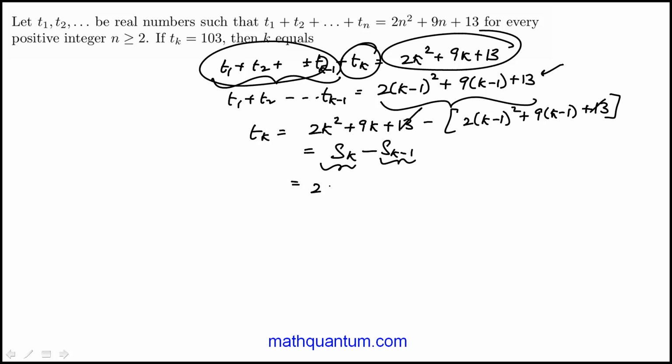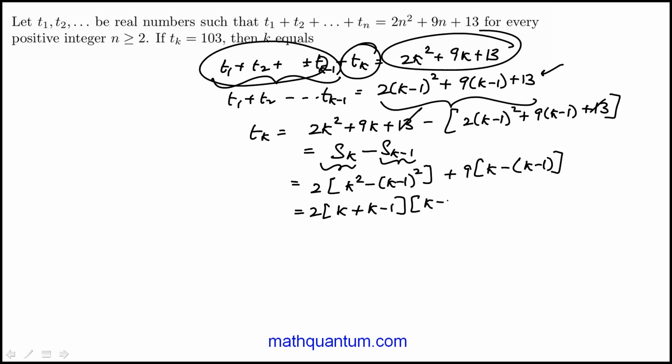The 13 would drop out. You'll have k squared minus (k minus 1) squared plus 9 times (k minus 1). So here I can use the difference of squares identity. So k plus k minus 1, and then k minus 1, same as this piece. And you'll see if you distribute the minus, the k terms would drop out. That would just become 9.